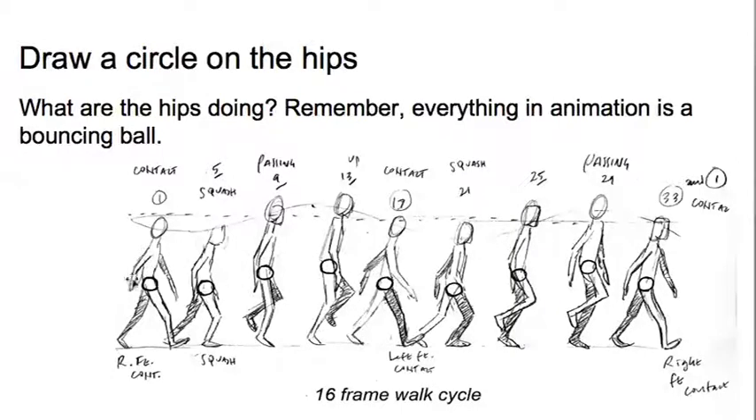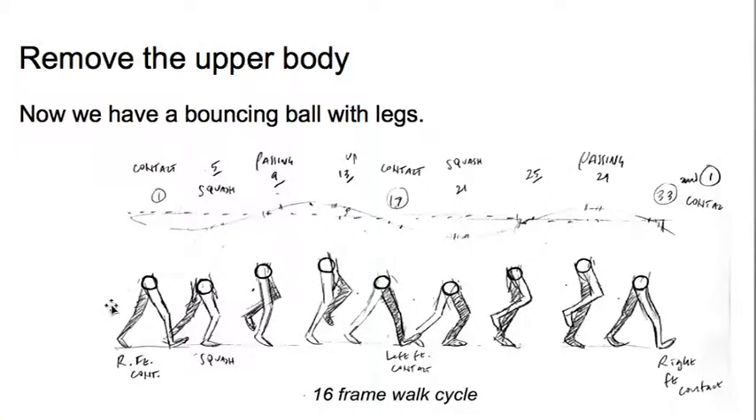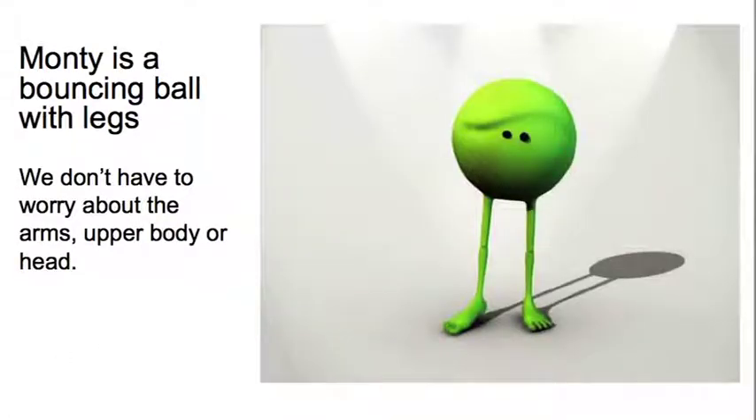So all we have to do is erase the top part of our thumbnails, and we end up with this, and that's all Monty really is. He's basically a bouncing ball with legs. So nice and simple, no upper body. We can just do the basics.